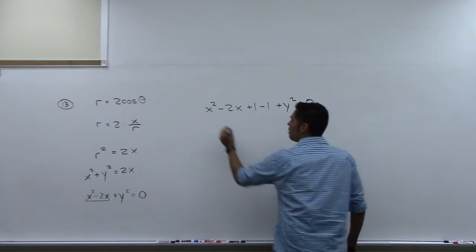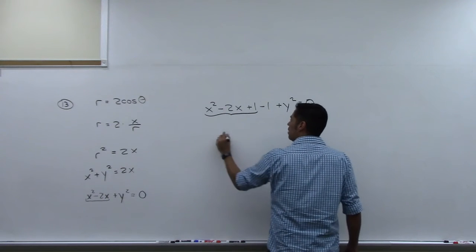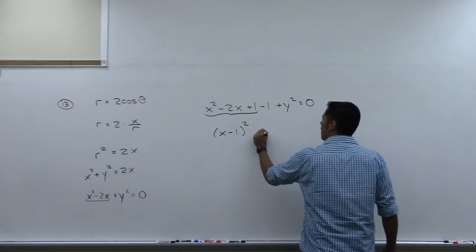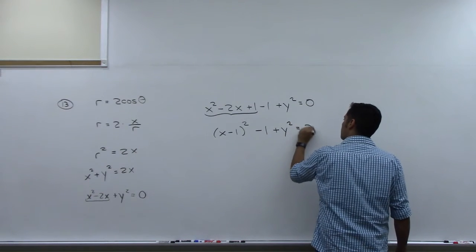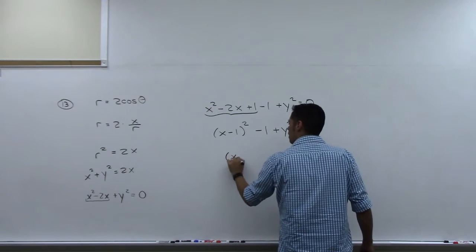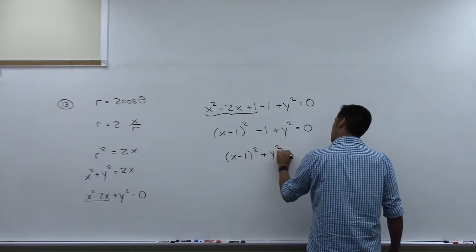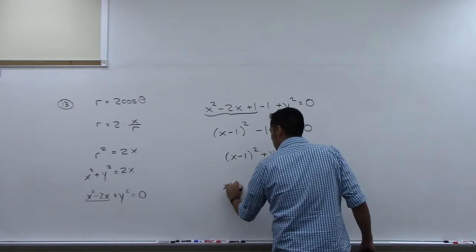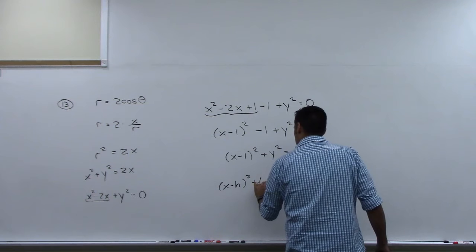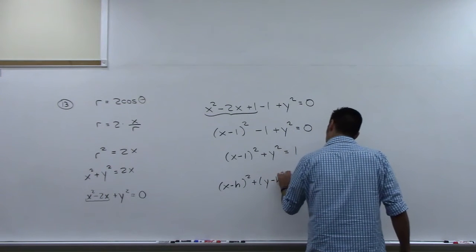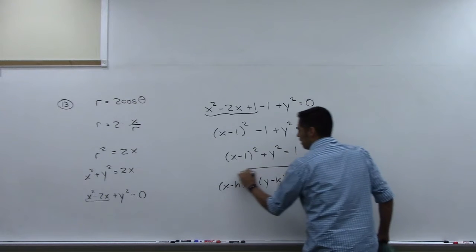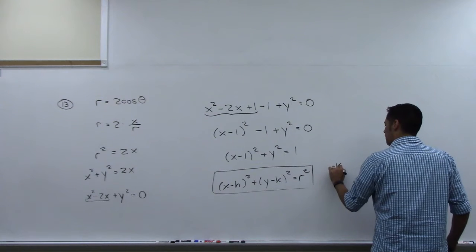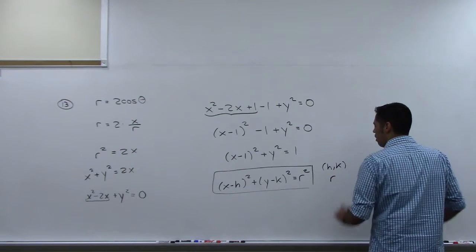And the reason I complete the square is because these first three terms are guaranteed to factor. Actually, it factors to be x minus 1 quantity squared, and then minus 1 plus y squared equals 0. Then add 1 to both sides. And this right here is something that we should be familiar with. Remember, we have the general formula for the equation of a circle. This is the equation that we use for a circle that has a center of (h, k) and a radius of r.